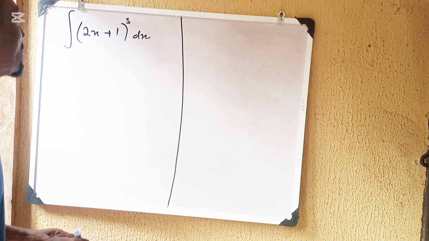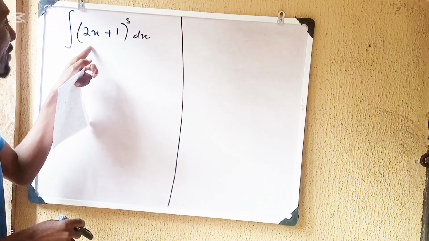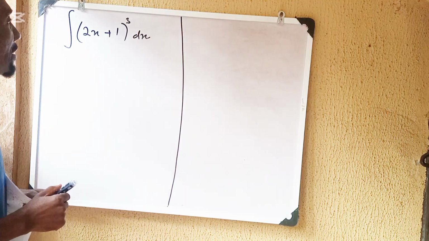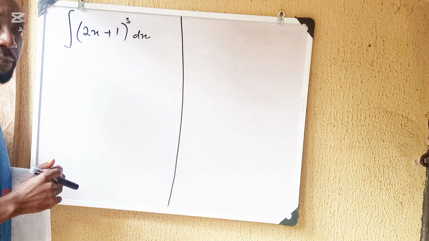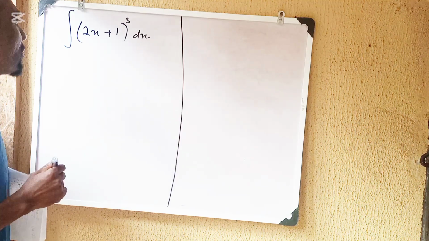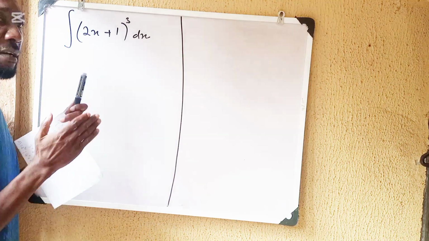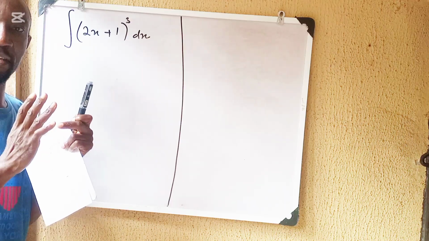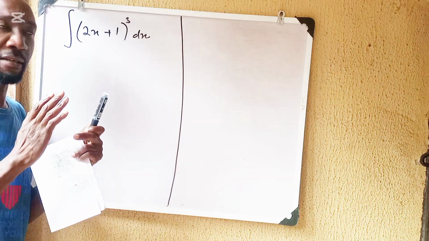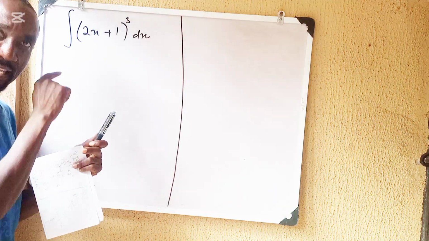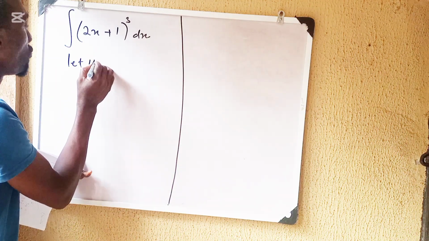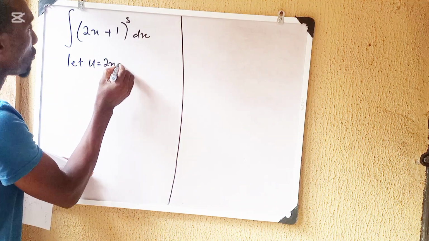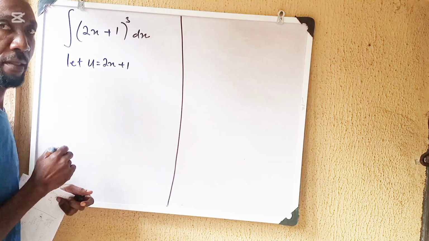Now let's look at this question together. If you look at this, you can see that it's a little bit more complex compared to the previous examples we've had. How do we handle this? If you want to handle this, first and foremost, there's going to be a little relationship between differentiation and integration here again. Because here we can say let u be equal to 2x + 1.